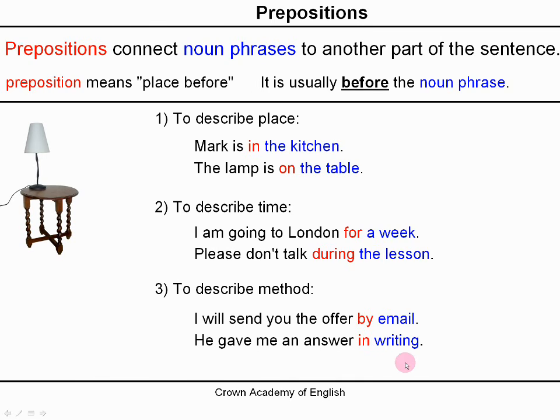And you might perhaps think that writing is a verb, not a noun. Well, in fact, it is formed from a verb. It is the ing form of the verb. And in this context, it is called a gerund. And a gerund is when we use a verb as a noun. So we are treating this word like a noun. So it is a noun phrase, in writing.